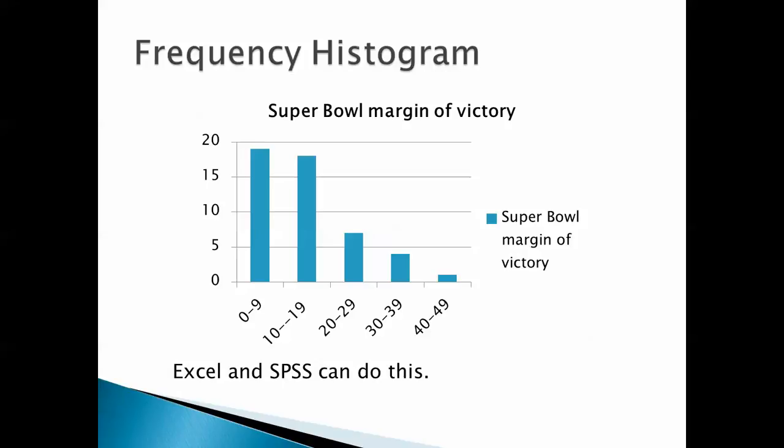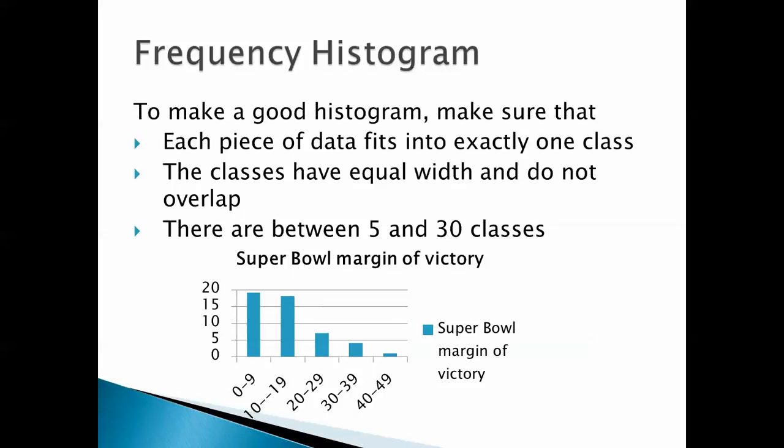Excel and SPSS can do this. To make a good histogram, make sure that each piece of data fits into exactly one class. Can't do double duty. The classes have equal width and do not overlap. So this is 0 to 9, 10 to 19, etc. And there should be between 5 and 20 classes. You don't want to just have 2 classes. That would look dumb. So here we've got 5.